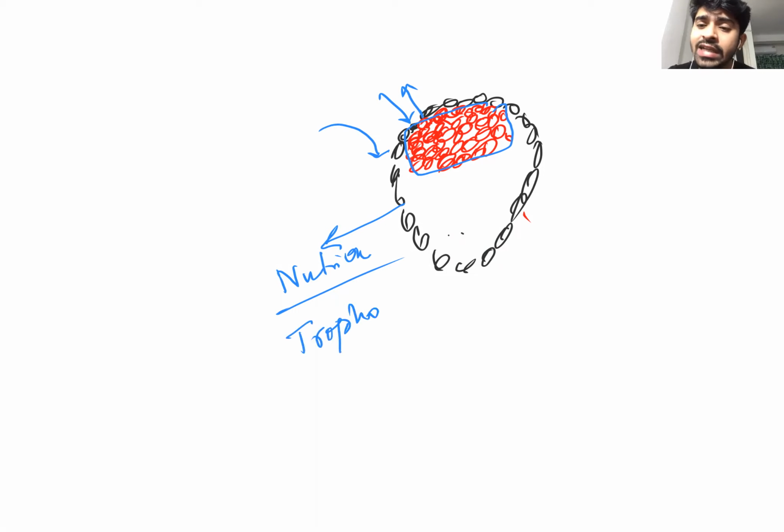So the name of the layer itself tells that it will collect nutrition, because this is trophoblast. Blast means cells. So this cell will collect nutrition and oxygen from the mother. That's why it is called the trophoblast layer. And not only that, it will also help in implantation and anchoring.